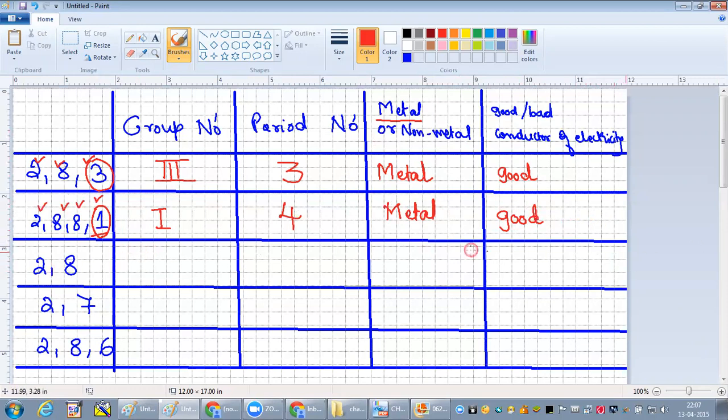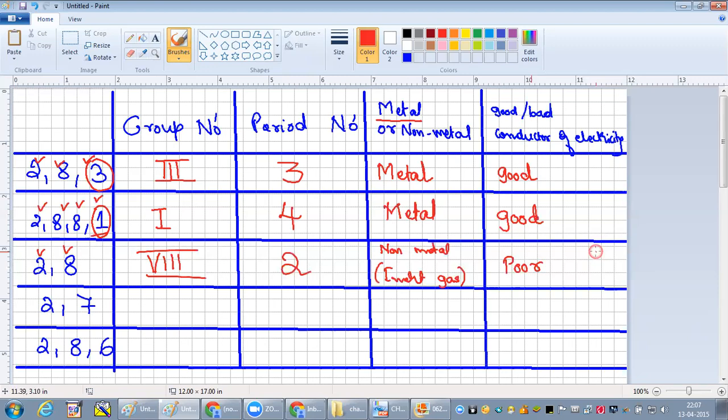Now we can finish this off quickly. There are 8 electrons in its outermost shell, so its group number is going to be 8, or it is in the 8th group. Its period number: 2 shells or 2 orbits, so it will be in the 2nd period. Metal or non-metal, obviously it's a non-metal. In specific, it is an inert gas or noble gas. And obviously it's not having any free electrons, therefore it's going to be a bad or poor conductor of electricity.